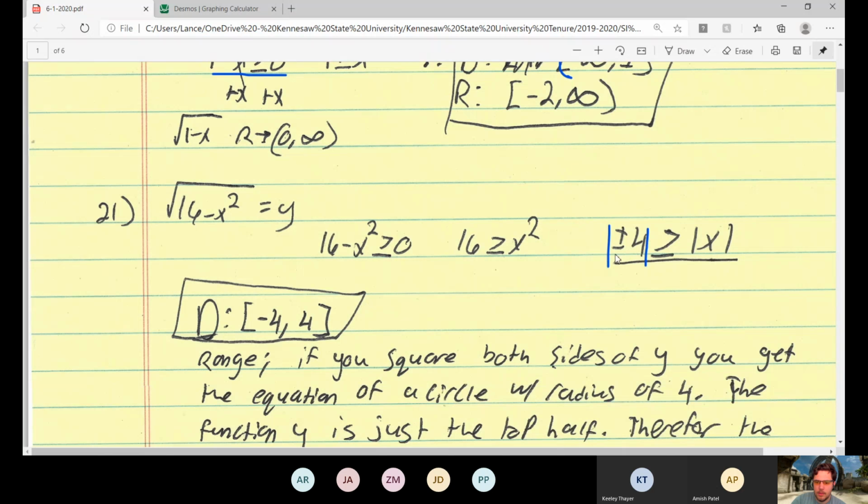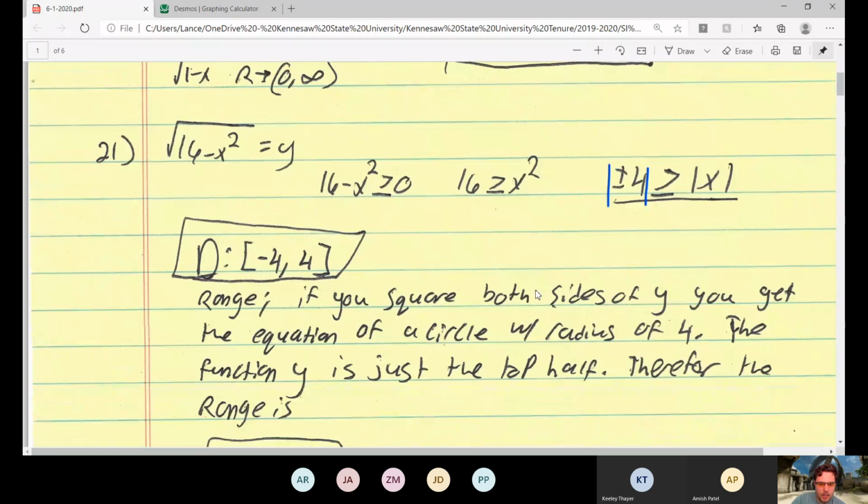Okay, so anything between -4 and 4 is in the domain, because this will always be greater than or equal to 0. Because if you got -4 squared, it's 16. So 16 minus 16 equals 0. And if you got 4 squared, it's the same thing. All right. And how I figure out the range for these, if you square both sides of y, you get an equation of a circle with a radius of 4. You guys remember what the equation of a circle is?